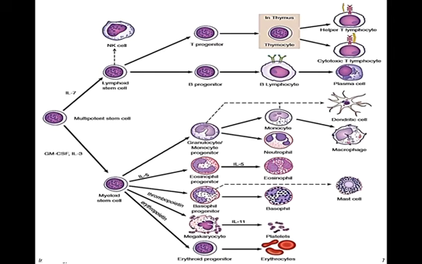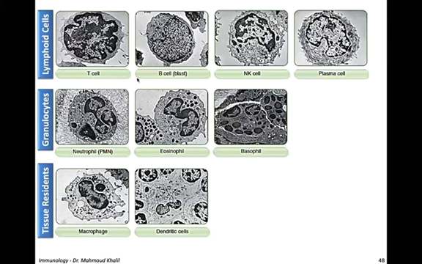Here you can see that the progenitor of a monocyte or granulocyte can give rise to dendritic cells, or even come from the monocyte, which is the major precursor of the macrophage. And you can see as well that the basophil is the progenitor of the mast cells. Here as well, you can see the different lymphoid cells, T cell, B cell, NK cells, plasma cell, in this actual image under the electron microscope, the granulocytes, neutrophils, eosinophils, basophils, and you can see as well the tissue-resident cells like the macrophage and the dendritic cells.